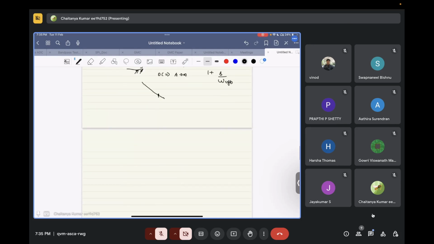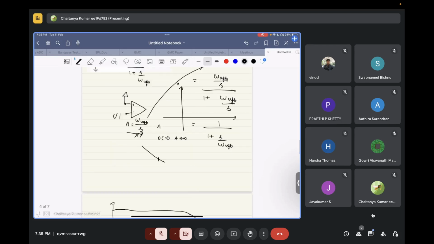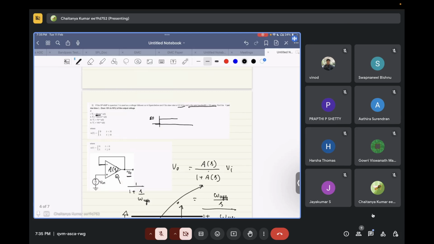So whatever is the UGB of the op amp will become the 3 dB bandwidth of the unity follower. The transfer function of this unity follower will look something like this, and this will be omega UGB. Had this op amp been completely ideal, the transfer function would be 1 till infinity. But since there is some UGB, after the UGB it will start dropping with 1 by S. So this is how you get this transfer function over here.